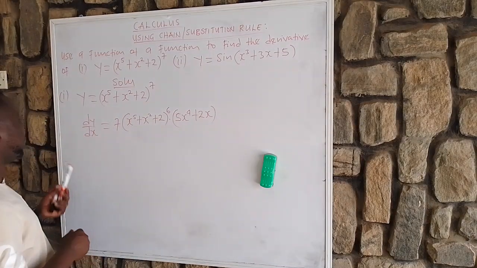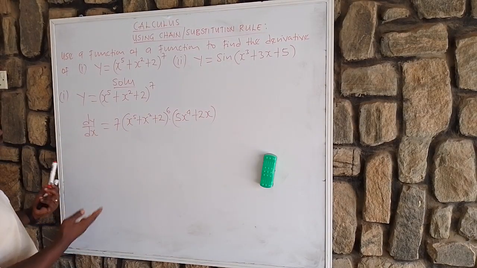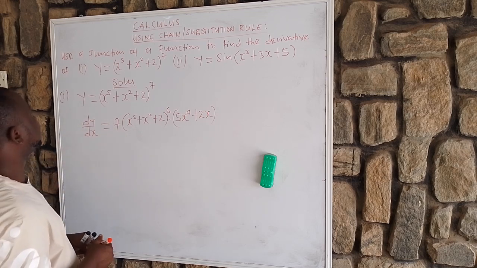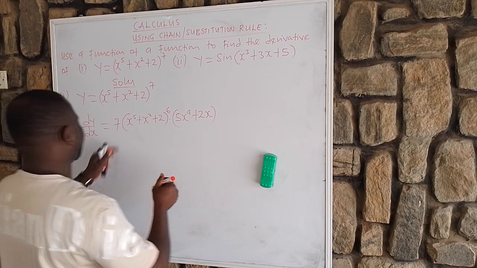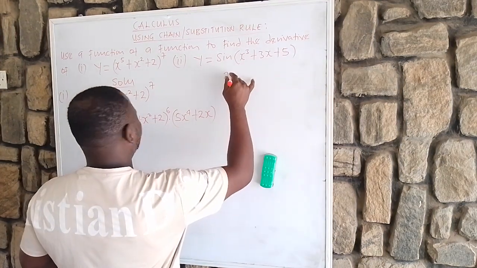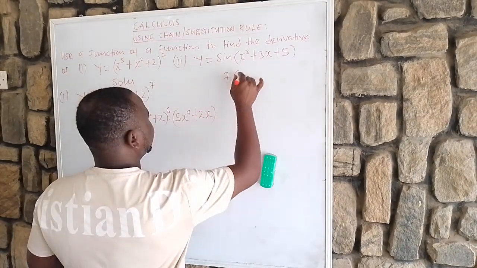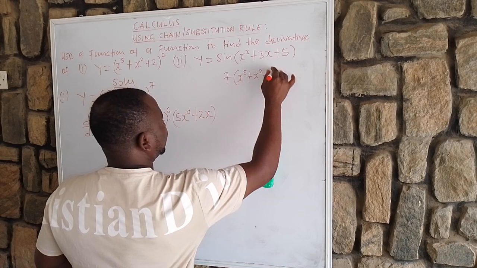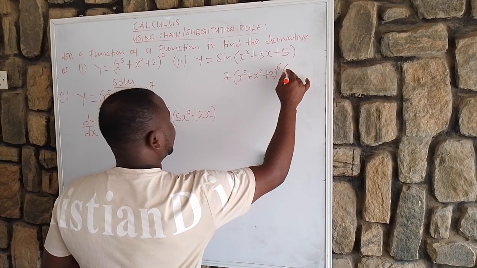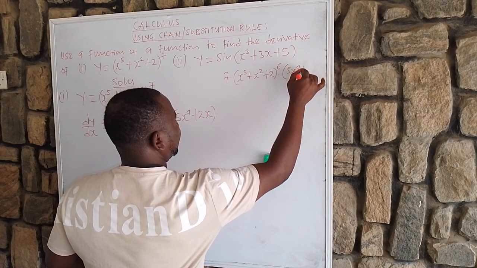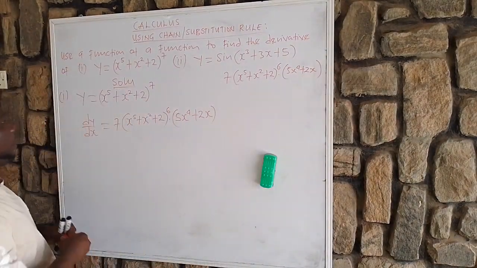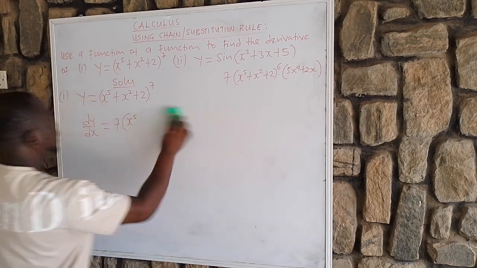But if we want to use chain rule, it will take us some time, whereas this one does not take you time to arrive at the answer. Okay, so let us just write down the answer, and see whether we will arrive at this answer: (x to the power 5 plus x squared plus 2) raised to the power 6, times (5x to the power 4 plus 2x). Okay, so let us use function of a function.